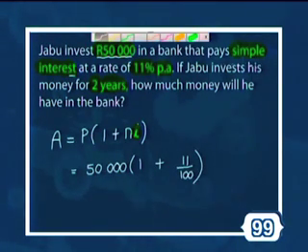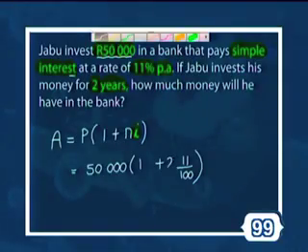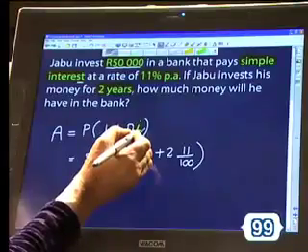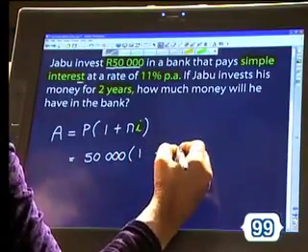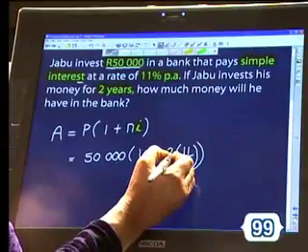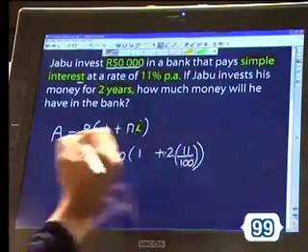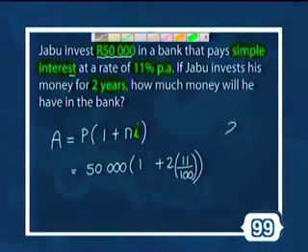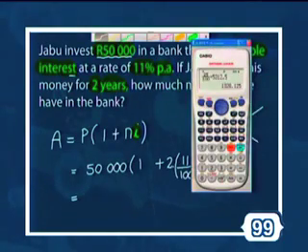Then it says that he actually invests his money for 2 years. So the 2 is the number of periods in years. So this is going to be a 2, and this is actually 2 times I. So I'm actually going to put this in brackets, or if you wish, you can put a little dot there to indicate times or a times sign. But what I don't want it to look like is this, because you will agree that that does not mean 2 times 11 over 100. That means 2 and 11 hundredths. Okay. Right, and now it's up to the calculator to do the work for us.